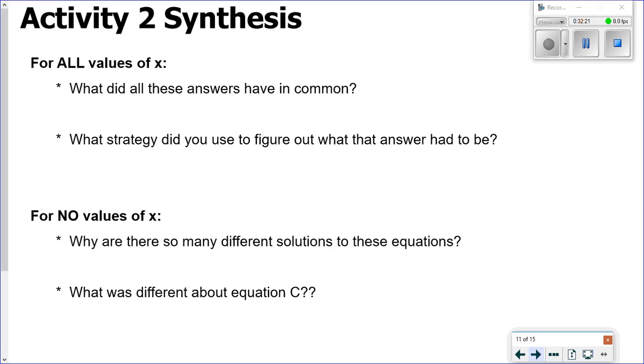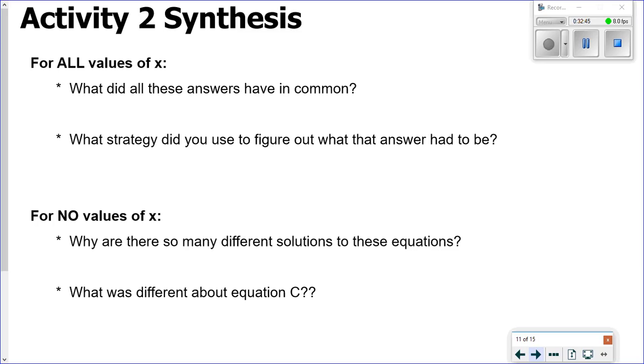So for all values of x, what did all these answers have in common? Well, as we previously stated, both sides of the equation were always equivalent at some point. Some of us may have found it earlier than others. It may have been very simple to see from the beginning. We may have had to do a few inverse operations to see it, just depending upon where you were at.